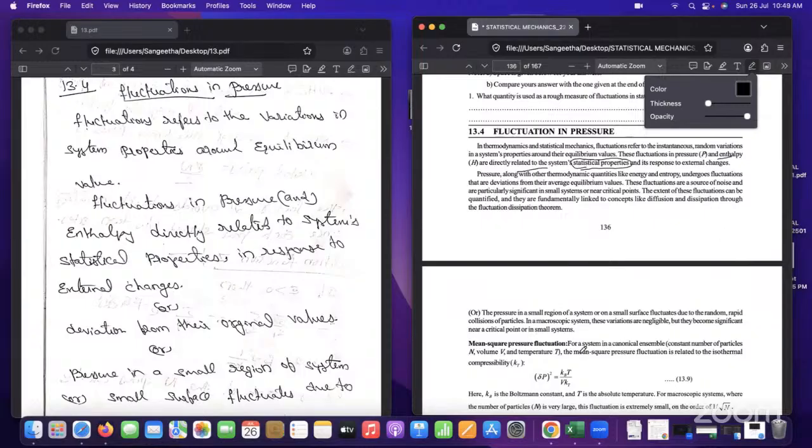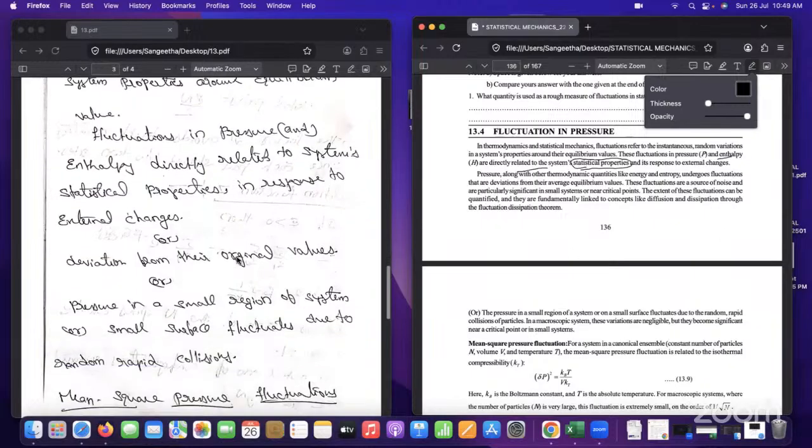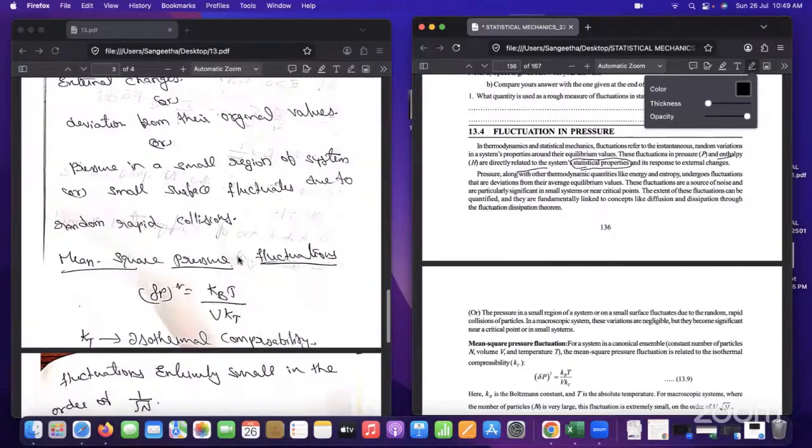After writing the definition, we have a small derivation part. Here the variation of pressure is taking place in a small region of the system, not the whole system. A small region of the system is affected. So we will see the derivation part.